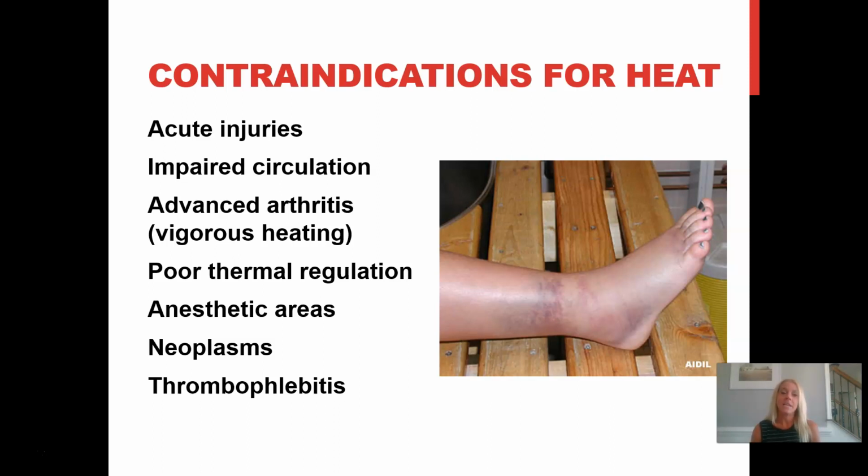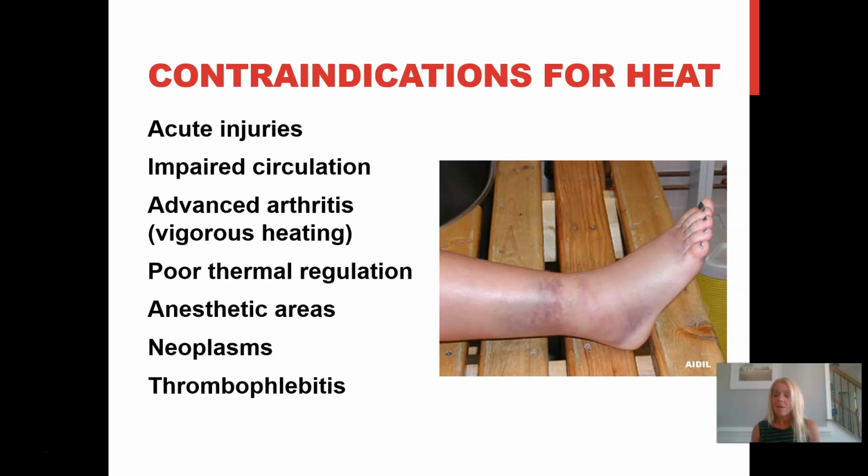I want to talk for a second about where it says advanced arthritis and vigorous heating. Again, this is more of a precaution. I do not want you to go into the clinic and say, well, my teacher said that we're not supposed to put heat on patients who have arthritis. That is not at all what I am saying. If you've ever worked with someone who has arthritis, they love heat. Heat makes them feel better, and they can absolutely have heat.